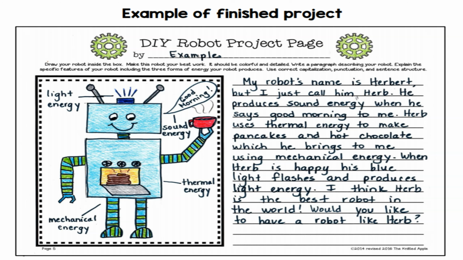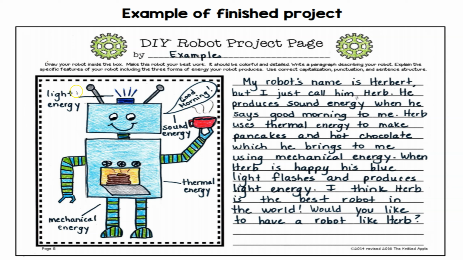And I will be grading specifically that you are labeling those forms of energy on your robot and also describing them. So you can see that this robot, his name is Herbert, and he has 4 different forms of energy: light energy, sound energy, thermal energy, and mechanical energy. Now, mechanical energy we didn't really talk a whole lot about yesterday, but there are some resources in these slides that will help you learn more about that one if you choose to use it.